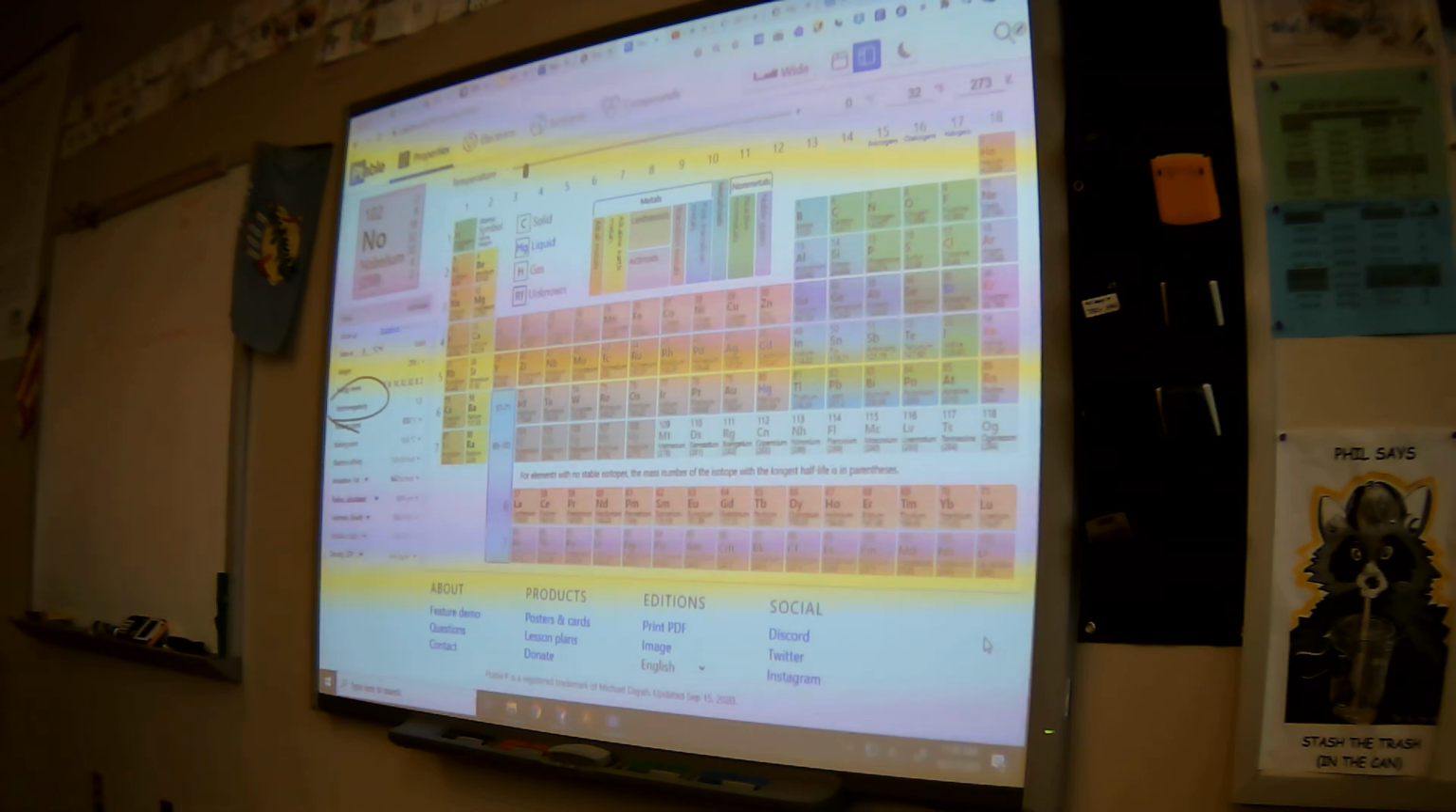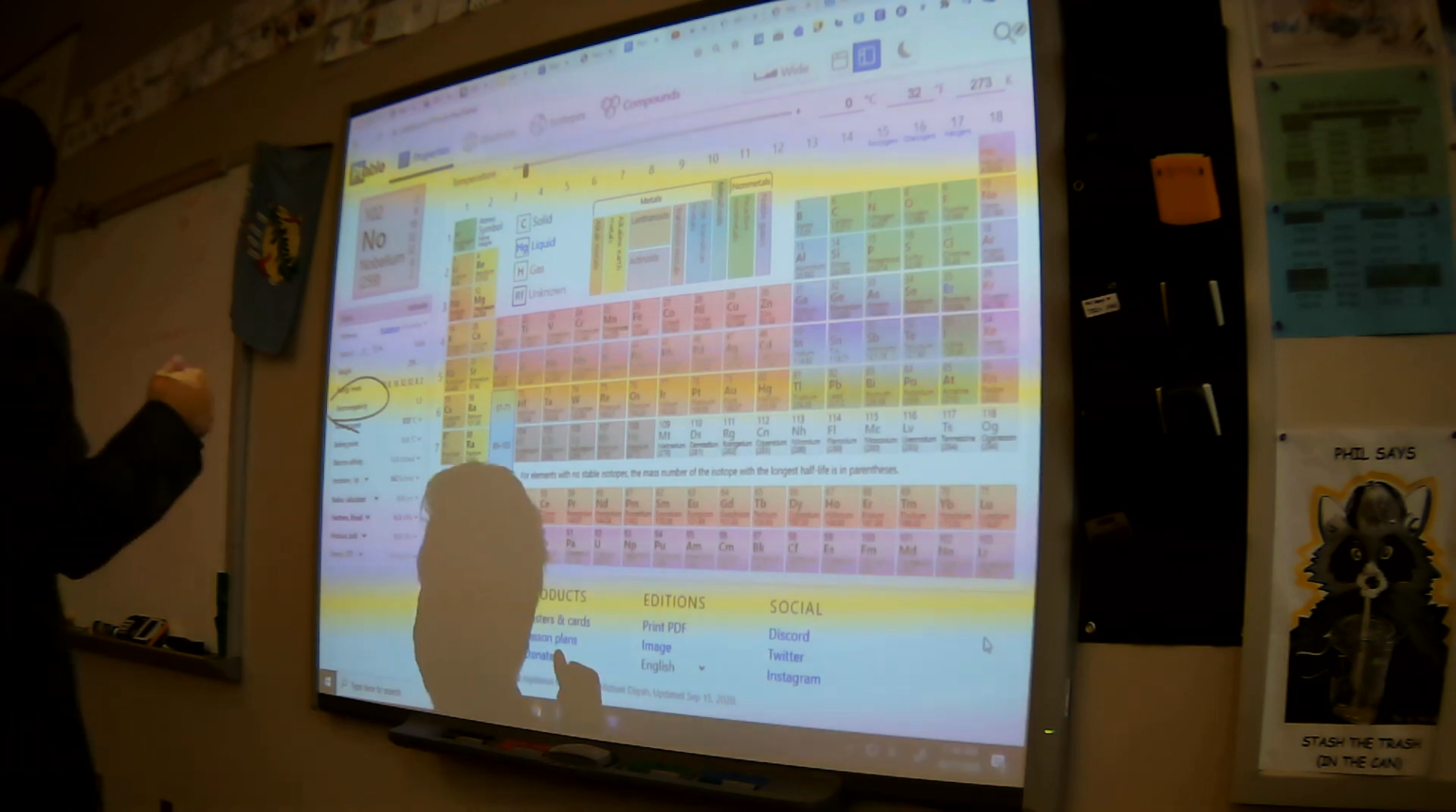Electronegativity. This is the property of an atom: how strongly does it pull on electrons? Okay? How strongly does it pull on electrons? Just based on what you know, what do you think really electronegative atoms are? Where are the ones that are really going to be pulling on electrons? The far right. The far right.